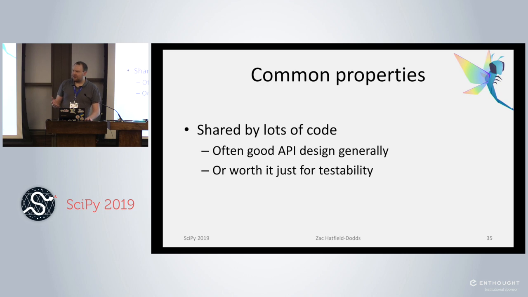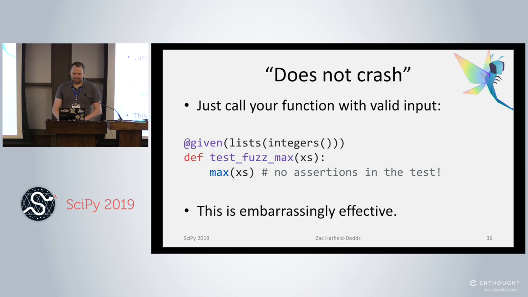The last bit is there are a bunch of properties which are shared by a lot of code. Sometimes they're just good API design. Other times they're a pain, but it's really worth it to get that extra test power. My personal favorite remains, when I call my function with valid input, it does not crash. This is embarrassingly effective. This function on the screen fails.